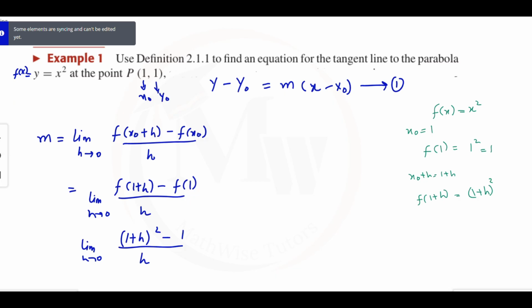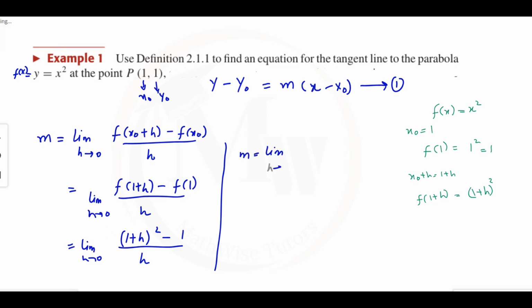You already learned about limits. So we simply solve it, and you will notice how we can solve it and remove the h from here. First of all, let's open the square in the numerator. It will be slope equals limit h approaches 0.